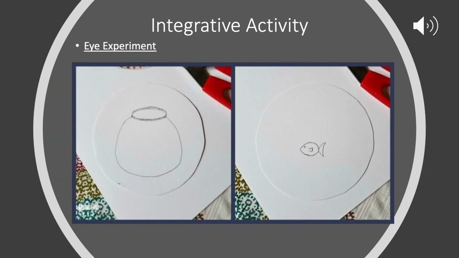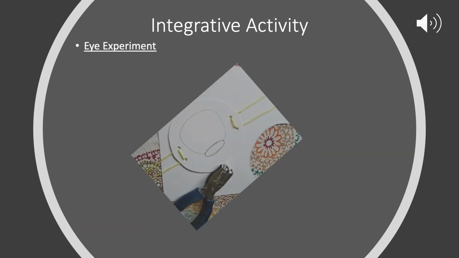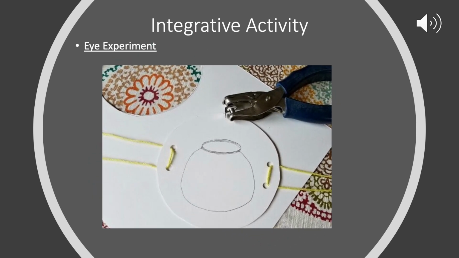Then we will cut the circle out with the scissors. We will draw a fishbowl on one side of the circle and a fish on the opposite side. Using the hole punch, we will punch 2 holes on each side of the circle as shown here.